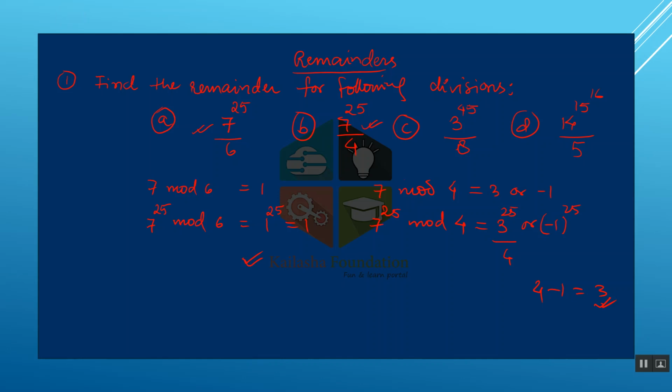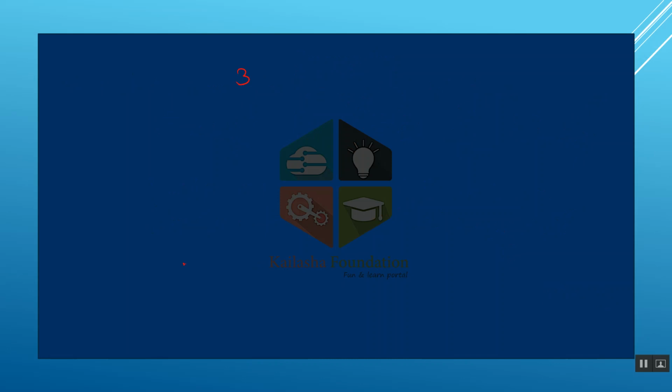So now we move on to C. 3 raised to the power 45 divided by 8. Here 3 is not close to 8. Okay, we can do it. 3 square is 9. So it is 3 raised to the power 44 plus 1, divided by 8.